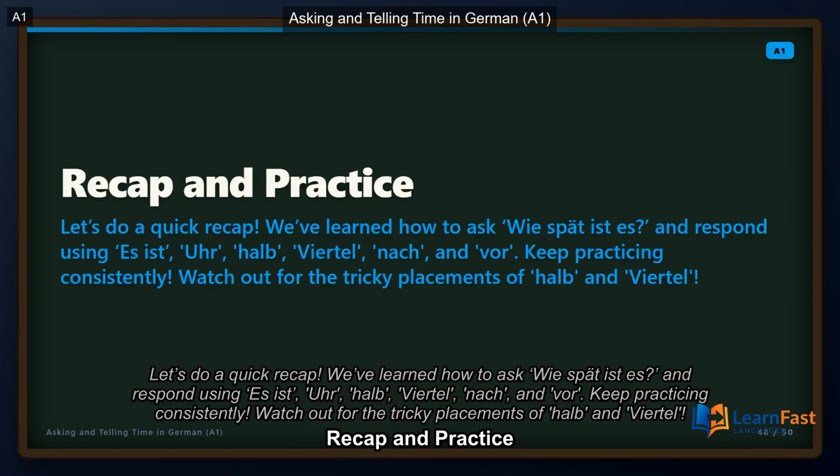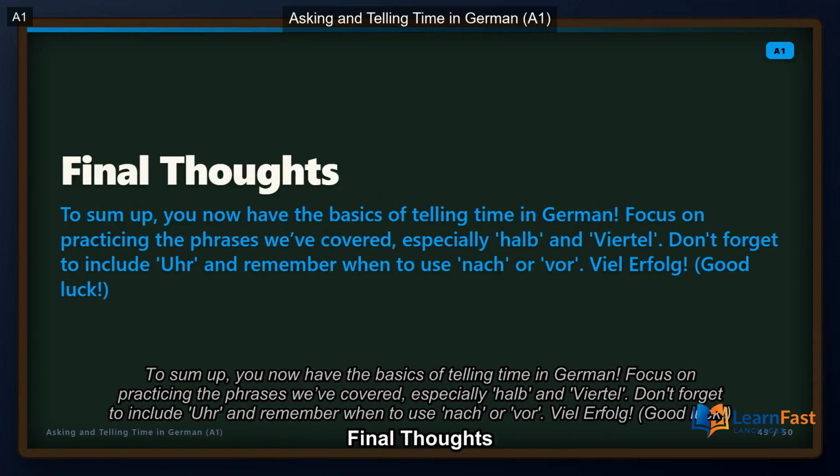Let's do a quick recap. We've learned how to ask Wie spät ist es? and respond using Halb, Viertel, nach, and vor. Keep practicing consistently. Watch out for the tricky placements of Halb and Viertel. To sum up, you now have the basics of telling time in German. Focus on practicing the phrases we've covered, especially Halb and Viertel. Don't forget to include Uhr and remember when to use nach or vor.